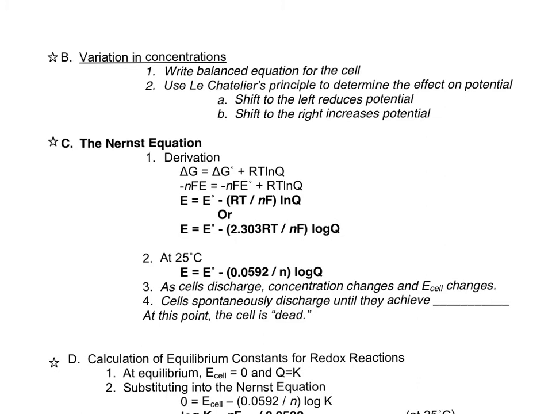There are two ways to deal with this. One way is qualitative, in which they say, all right, if you change the concentration of some part of your cell, what's going to happen to your potential?